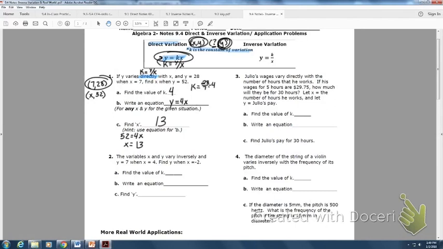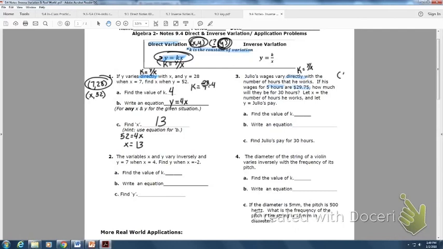Okay, so let's actually jump over to 3. 3 is a word problem that is dealing with direct variation. It varies directly. So again, the way that I'm going to find k is y divided by x. So it says Julio's wages vary directly with the number of hours that he works. If his wages for 5 hours are $29.75, so there's 1 point.